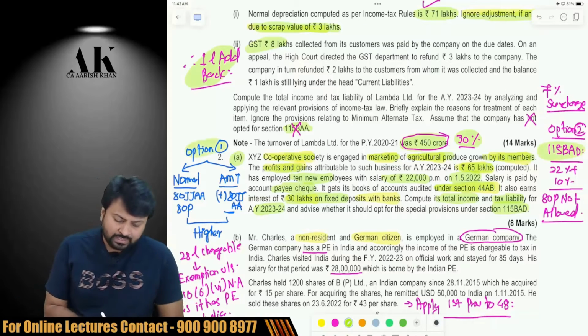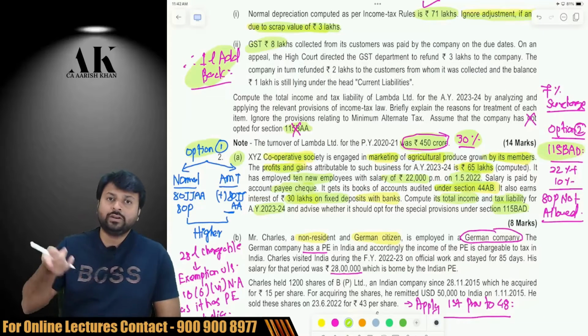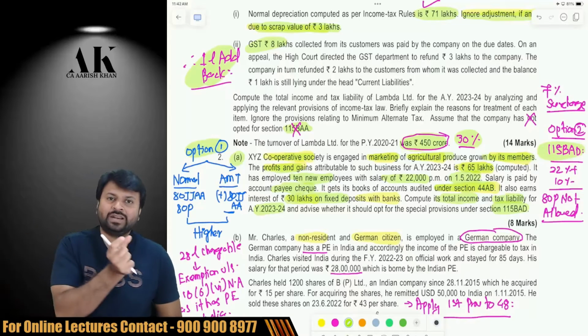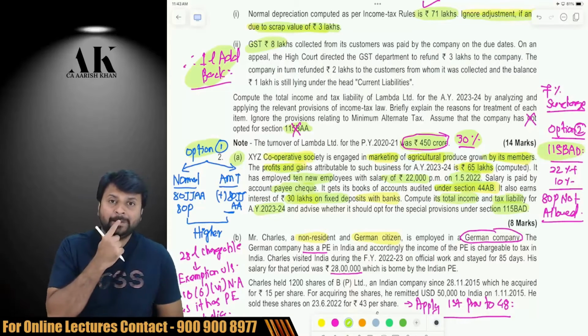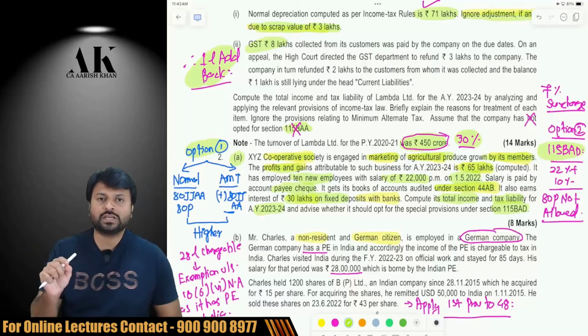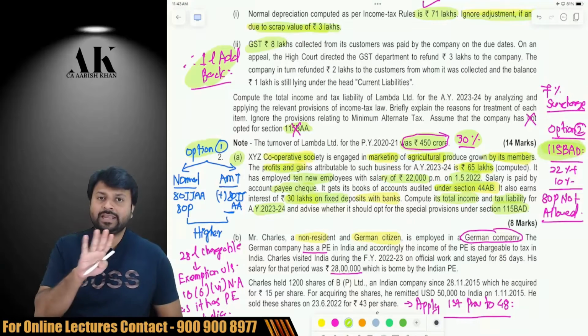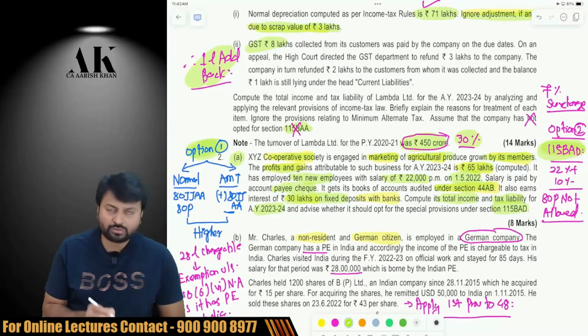Now, option 1, if it sticks to the normal provision. Now, in option 1, it has to make two calculations. One as per the regular provision and one as per the AMT 115JC. Because if the SSC opts for the normal provision, then AMT is applicable. But if the SSC opts for 115BAD, then AMT is not applicable. So, let me do the calculations for all of you.